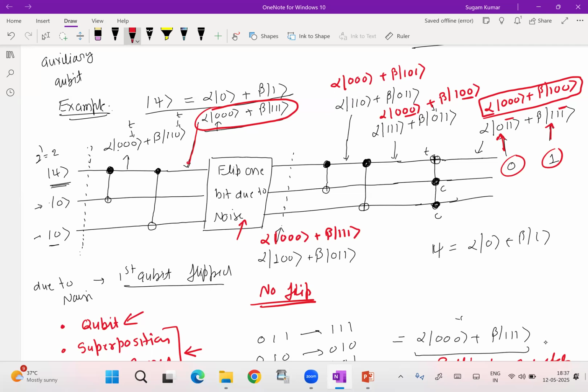Sir, how do you know at which point of this circuit this flip is going to change? Because you have put that flip won't be due to noise after 2 C0 gate. Yeah, this C0 gate is always applied at the initial stage. Okay, and they remain entangled. Whatever happened doesn't matter. Okay, let them happen.